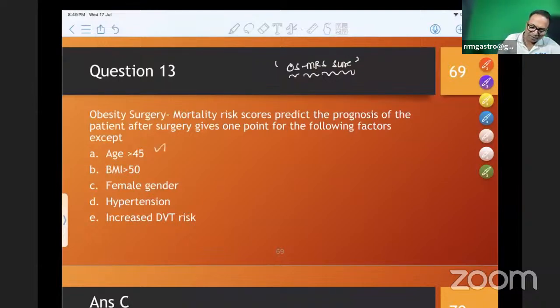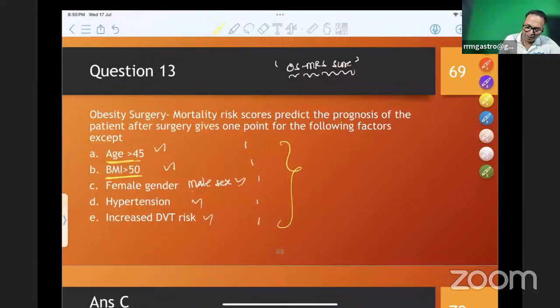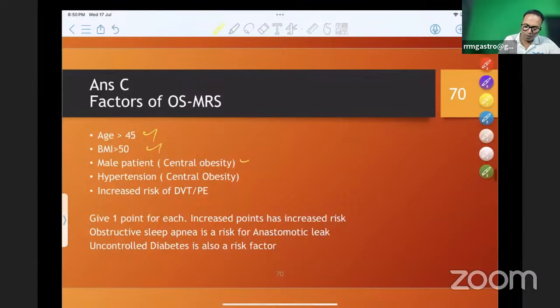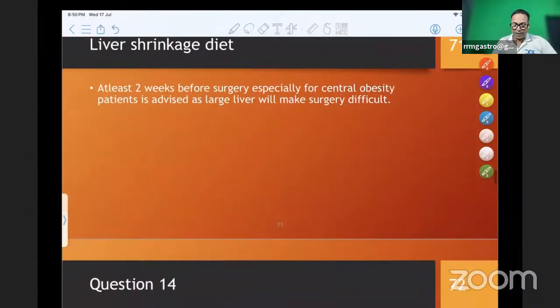Five factors are taken: age, BMI, male sex, hypertension, increased DVT risk. Give 1 point for each. For each increase in point, there is an increase in mortality. This will be available in DocTutorials. You can download the question paper and see the explanation, everything in the DocTutorial app itself, so don't worry. So age above 45, BMI above 50, male sex, hypertension, and increased DVT risk. So it's not female sex. These are the 5 factors of the obesity surgery mortality risk score. Please don't forget these 5 points. Give 1 point for each; for each increased point, increased death.